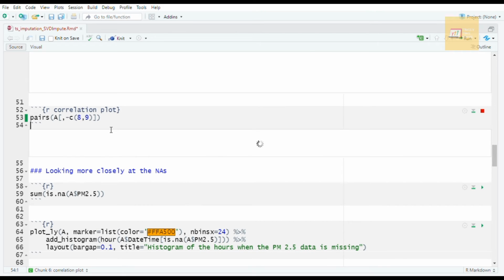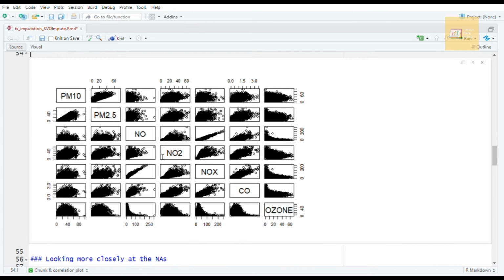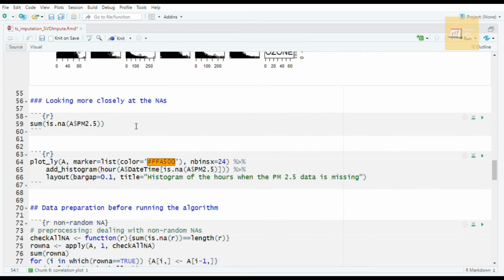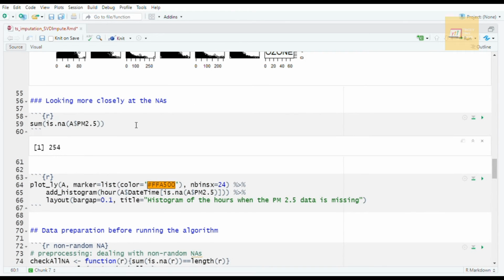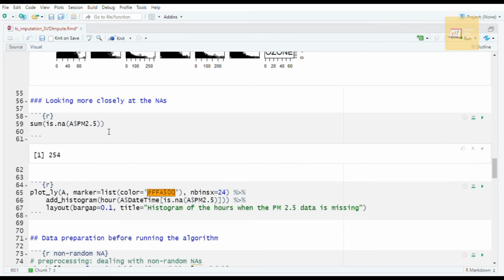I also plot the scatter plots of pairs of variables in the dataset. Here we can see a clear and obvious correlation between PM 2.5 and PM 10. We can see strong correlations among the nitrogen variables as well, for example this one, NO and NOx. Okay, and then I tried to calculate the total missing values in this dataset. In A, we have 254, which is quite small, considering that we have 8,000 observations. Let's see.